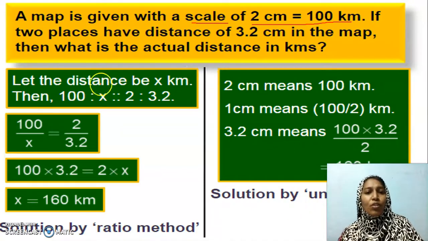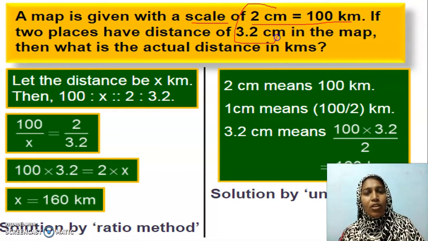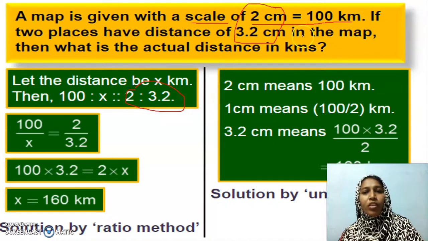How to make use of this fraction here? See, they are writing it in ratios. Both these are in centimeter. So this is one ratio, 2 is to 3.2. See, 2 is to 3.2. And here for 3.2 centimeter, I don't know the kilometer. That I will have as x kilometer. So 100 kilometer and x is another ratio.